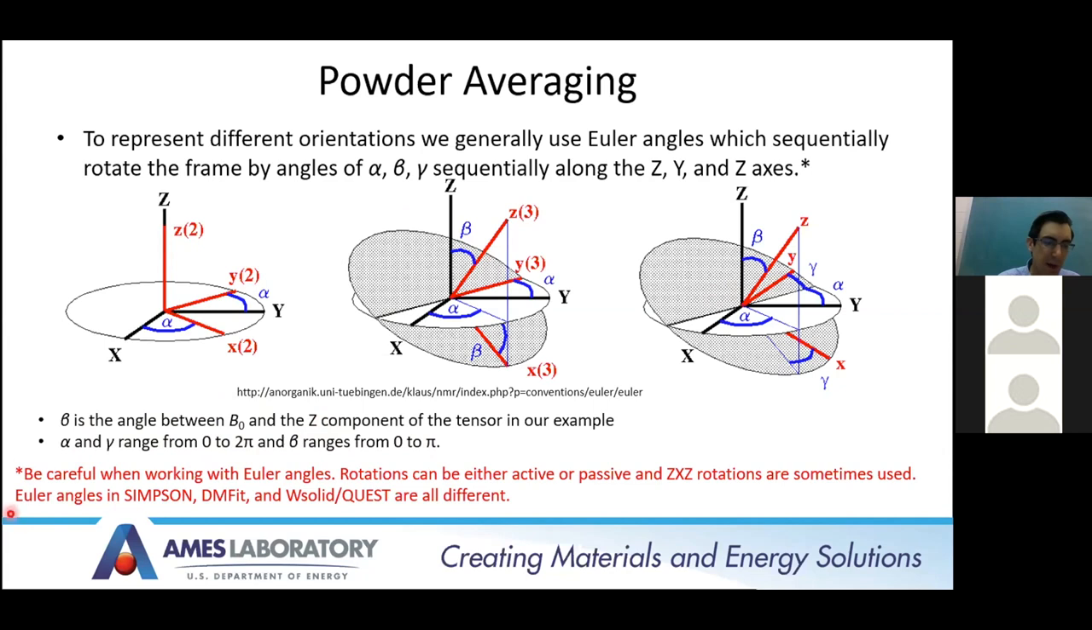I just wanted to make an extra note here, that you need to be careful when you work with Euler angles and when you report Euler angles in papers, because if you don't define what your Euler angles mean, they essentially are meaningless, because there are so many different conventions. People have used ZYZ convention or ZXZ convention. The rotations can either be active or passive. And just as an example, if you calculate an NMR spectrum with, for example, a quadrupolar and a CSA interaction, in Simpson, DMFit, or WSolids, you will get a different powder pattern, because the definitions of those Euler angles are different in the different programs. So you need to be aware of how the Euler angles are rotating your spin system.